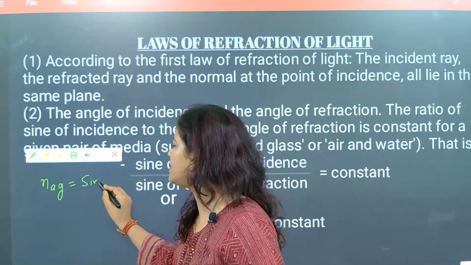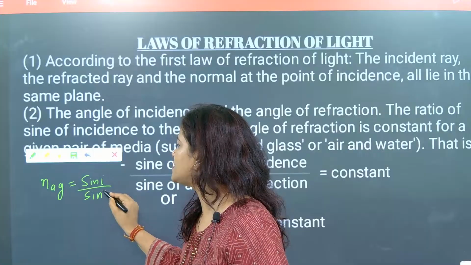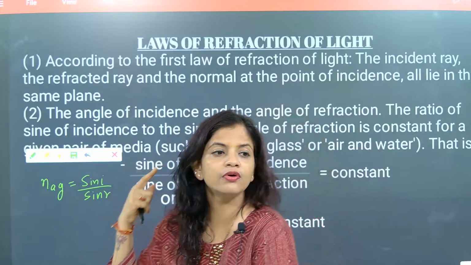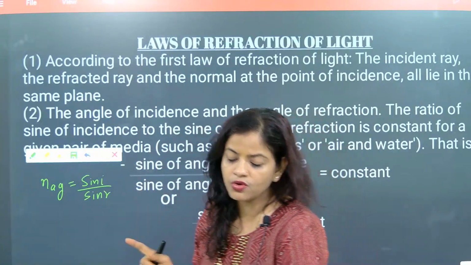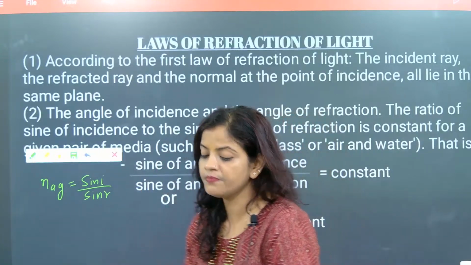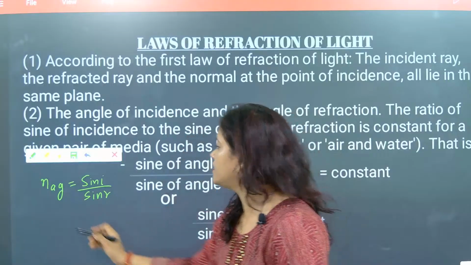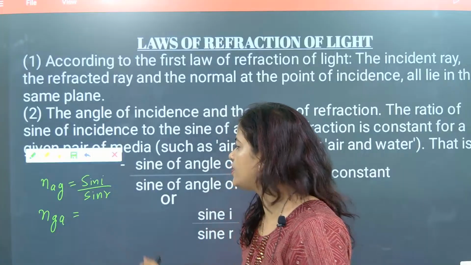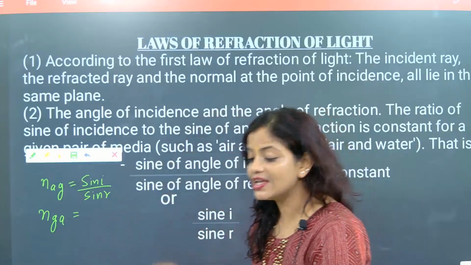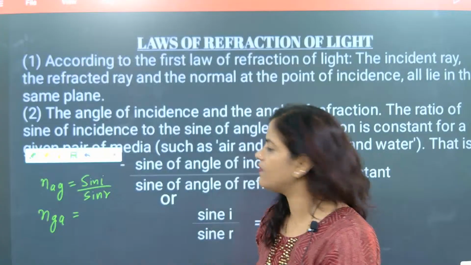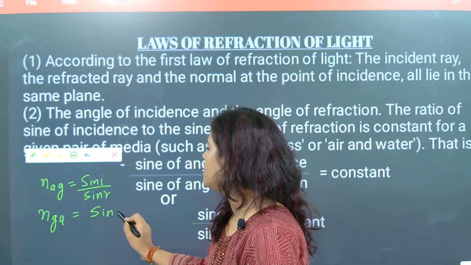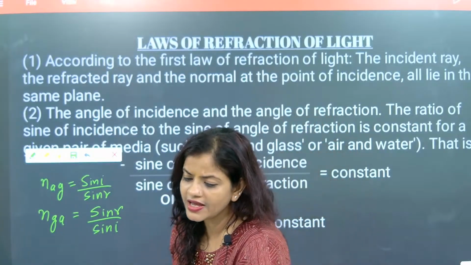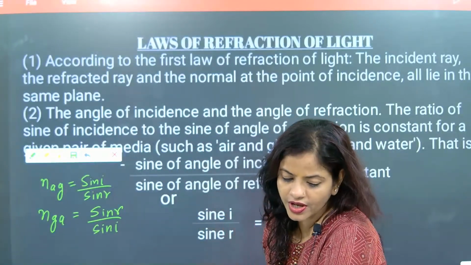So we are going to write sin i by sin r. This sin i by sin r is for going from air to glass. But beta, if somebody is writing this one, G to A, glass to air, understood? Then it will become sin r by sin i. Correct? I am writing like that so that you can understand.